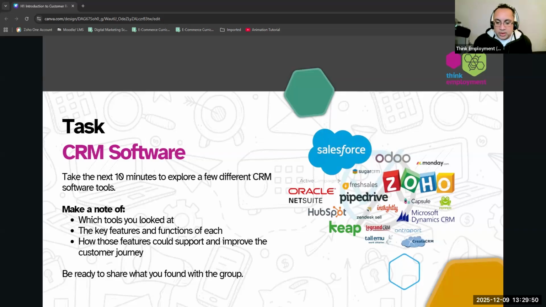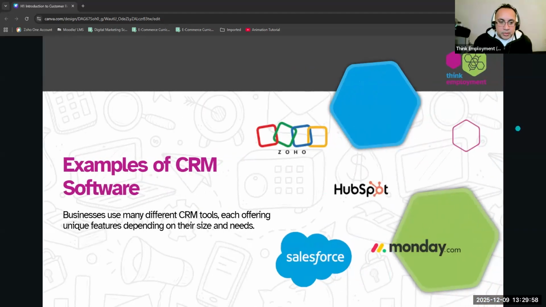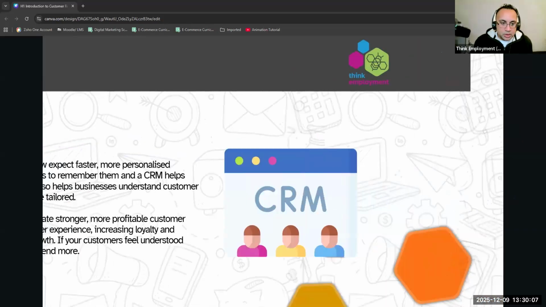Right, so if we look at some examples of CRMs, examples are HubSpot, Monday.com, Salesforce, Zoho, and I think you've all touched on some of these.